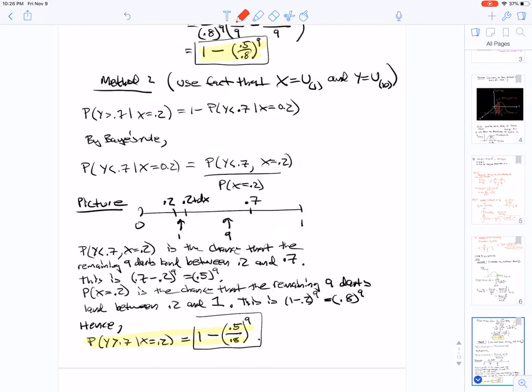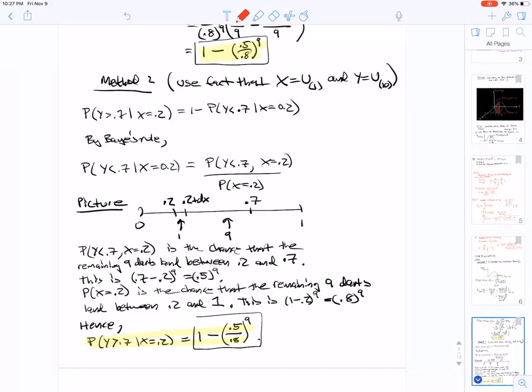And then by Bayes' rule, the probability that y is less than 0.7 given x is 0.2 is the probability that y is less than 0.7 and x is 0.2, over the probability that x is equal to 0.2. So the probability in the numerator here is essentially the probability that one dart goes in dx and 9 darts go between 0.2 and 0.7.